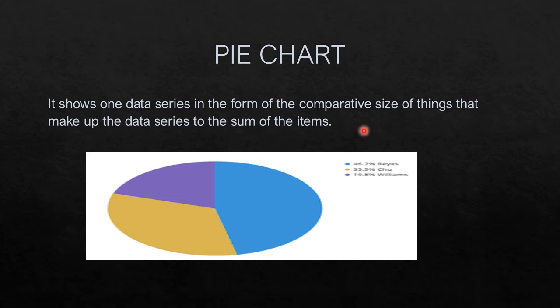Third one is pie chart. It displays data in a circular graph. See here, it shows the data in a circular format, that is called a pie chart.